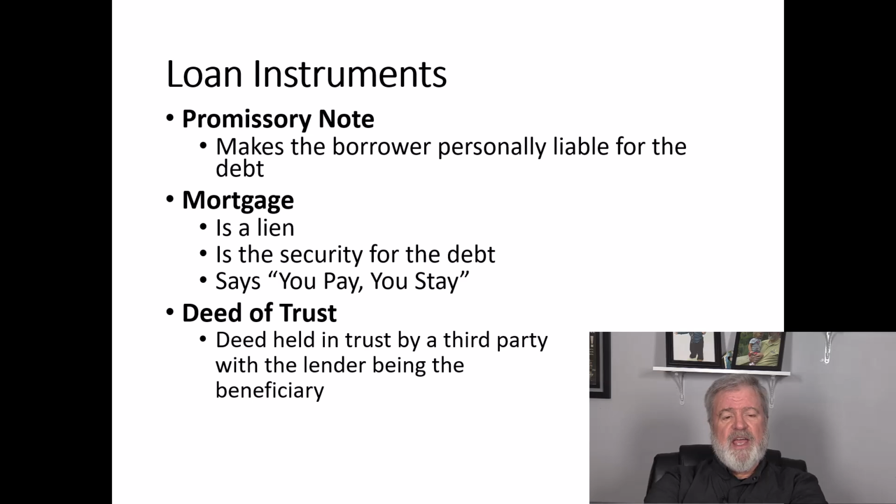Rarely, but occasionally, this third document might be needed. It's called a deed of trust. A deed of trust is used when the borrower or the buyer will not be receiving title, but neither will the lender. Rather, there'll be some third party that will be holding title to the property, for whatever reason. There could be any number of reasons for doing that.